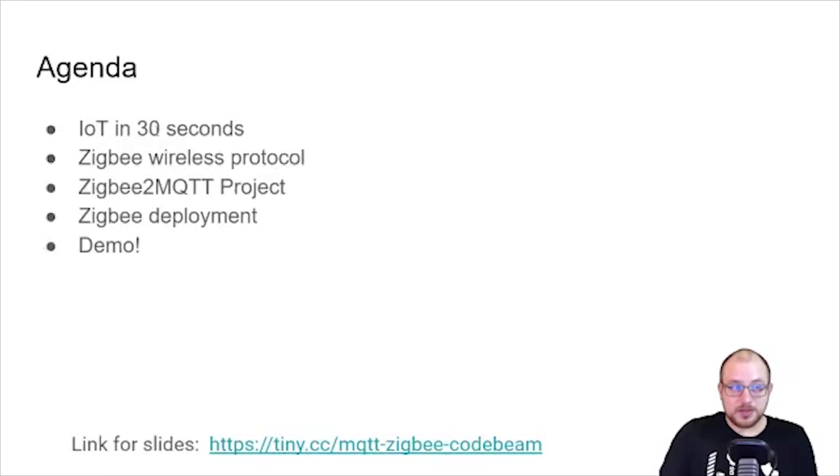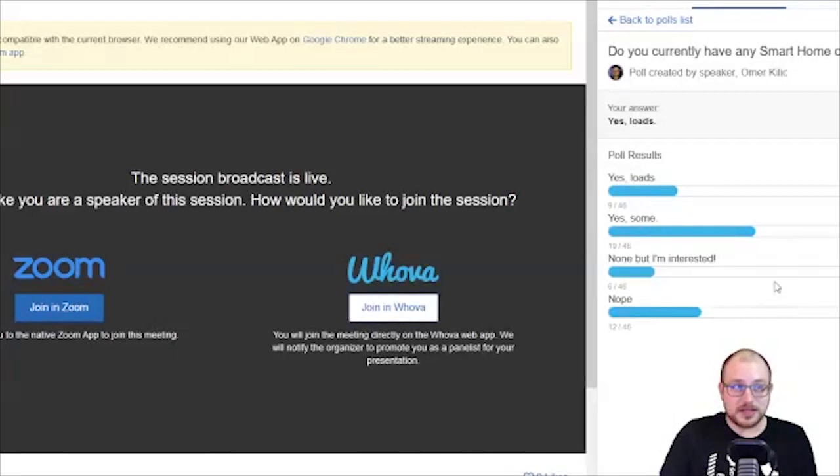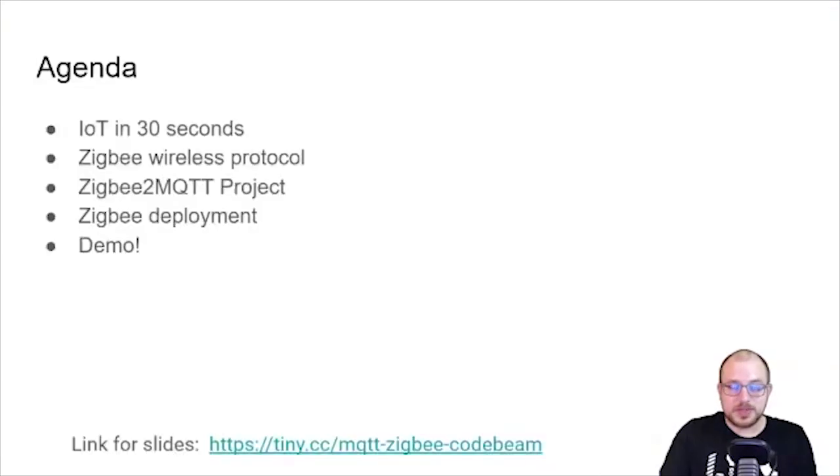So today we're going to talk about IoT for a few seconds, considering that the poll results suggest that a lot of you have IoT devices in your homes already, and there's some interest for those of you who do not have it. There's no point in spending too much time. Then we'll talk about one of the wireless protocols used in IoT deployments, Zigbee, which is fairly popular. And then the star of this talk is Zigbee to MQTT, which is a really neat project which links your Zigbee environment into MQTT messages. And we'll look at a standard Zigbee deployment, and then we'll switch over to the demo.